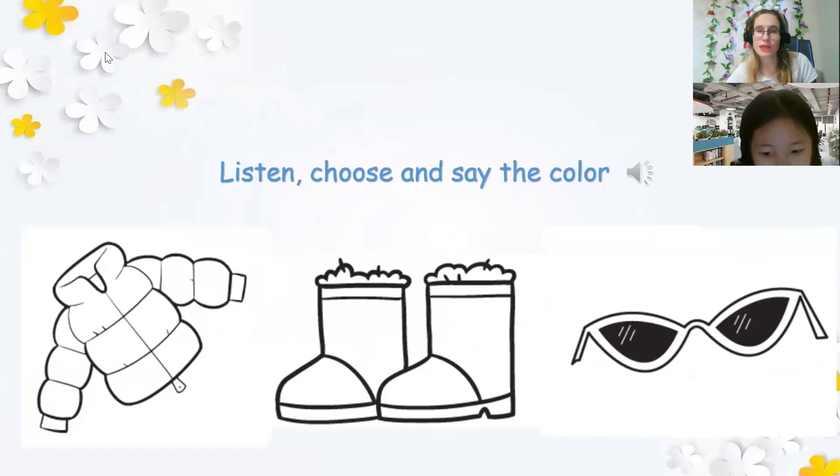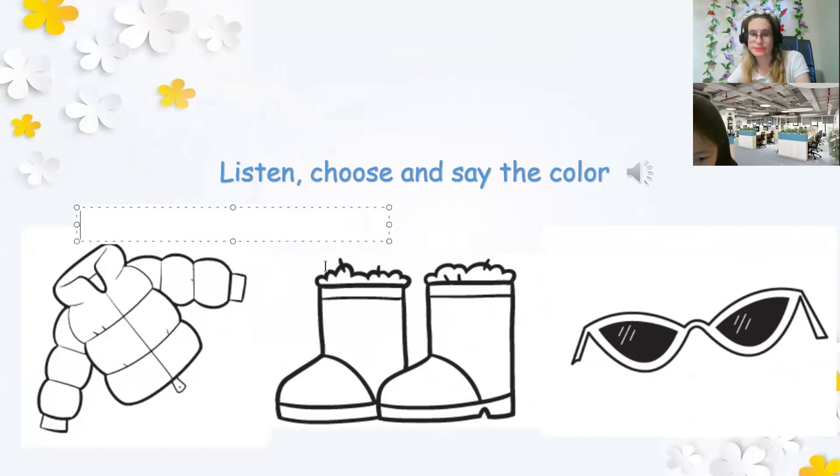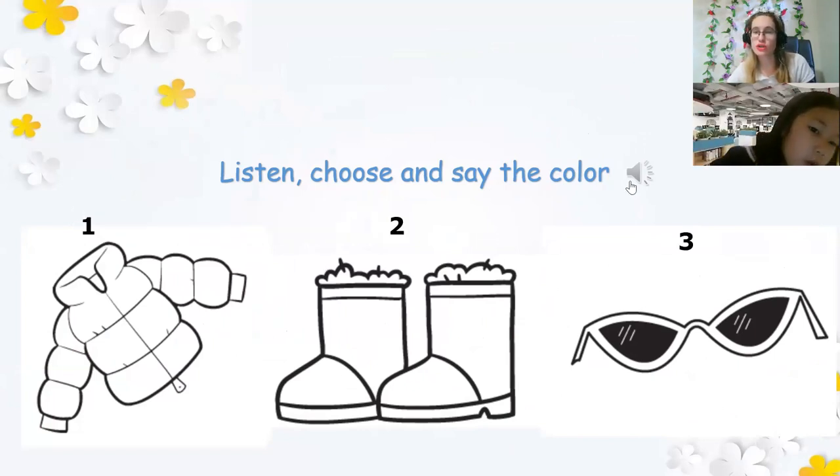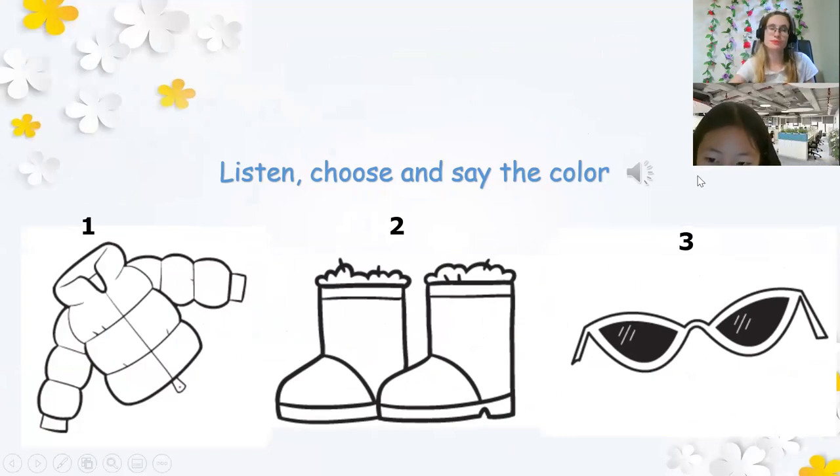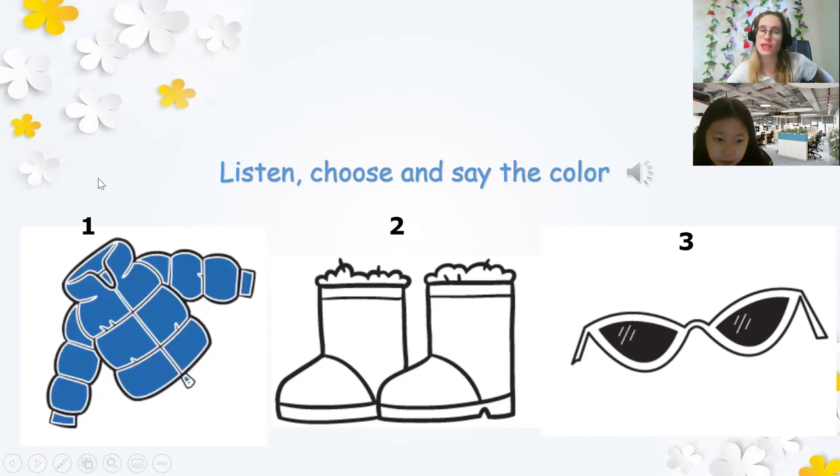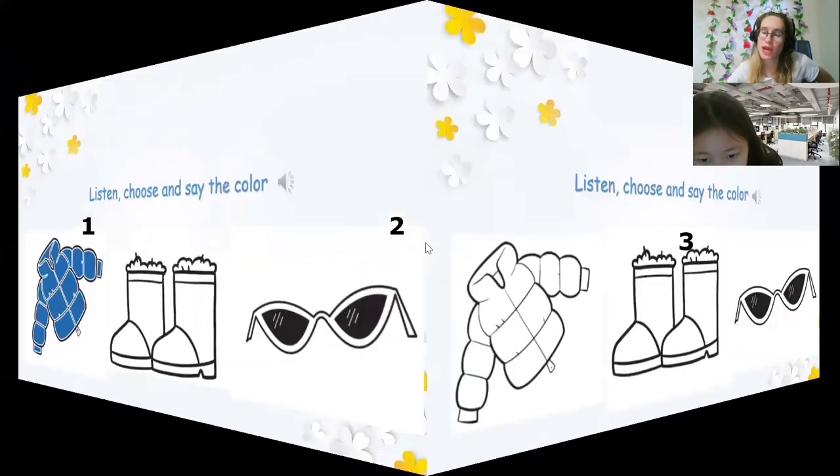You need to focus. Okay, listen and choose. It's windy. Color the jacket blue. Jacket, which one is jacket? Number 1, 2, or 3? Number 1, good job. Can you say that for me? Jacket. Good job.